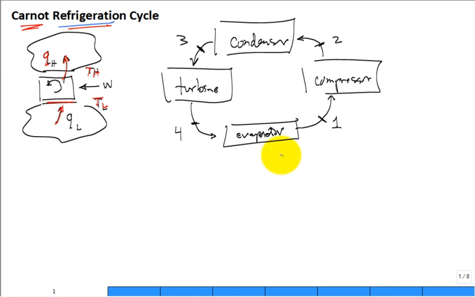Okay. How about the condenser? Why did they pick the name? That's what's happening to the fluid, the refrigerant, as it flows through that heat exchanger called the condenser. It's condensing.